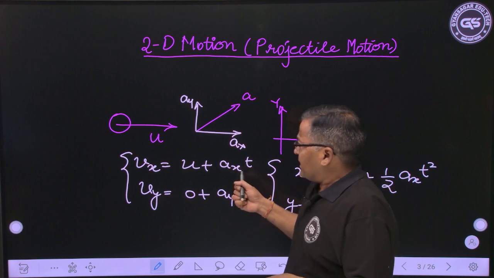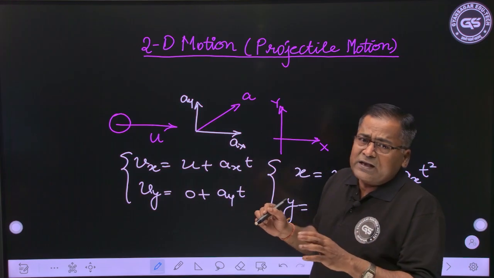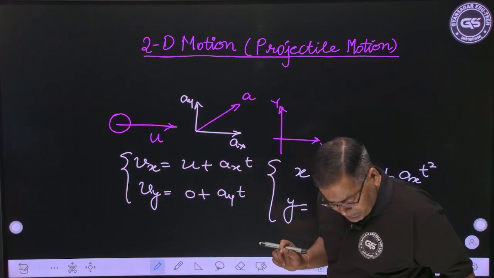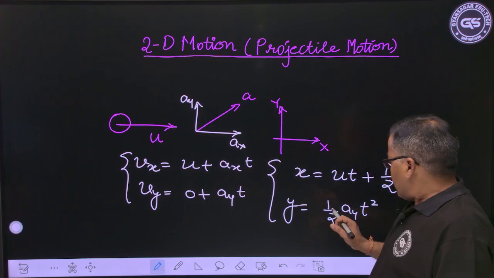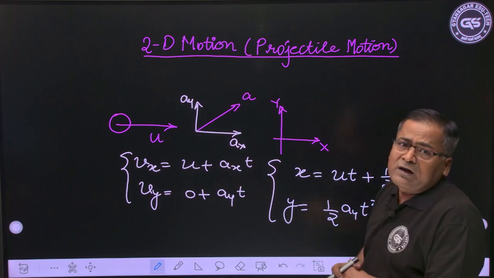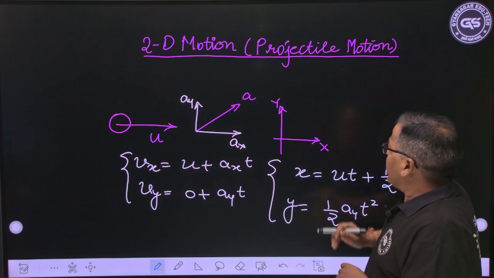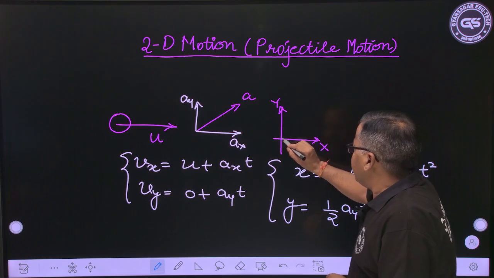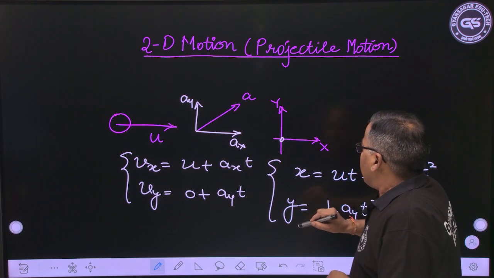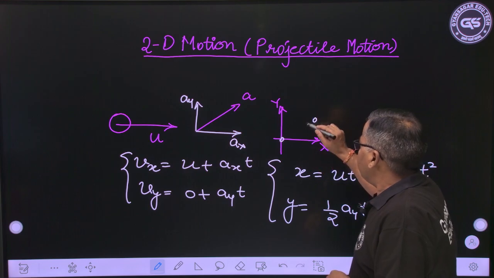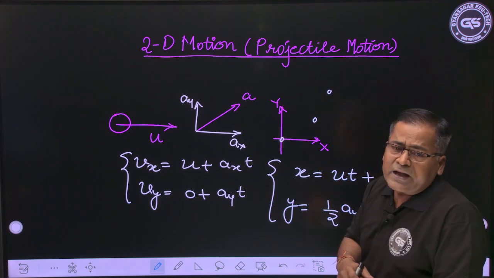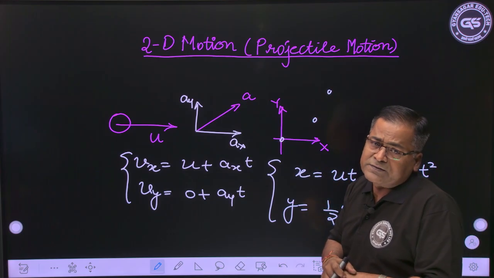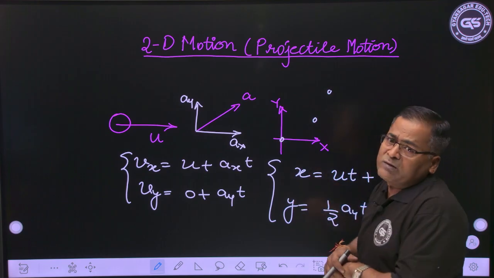Now this motion, we can see very clearly, that x coordinate is changing with time, y coordinate is also changing with time. So this particle, let me say it is here in the starting, after some time t it may be somewhere here or maybe somewhere here. So both x coordinate and y coordinate are changing. So this is an example of plane motion.